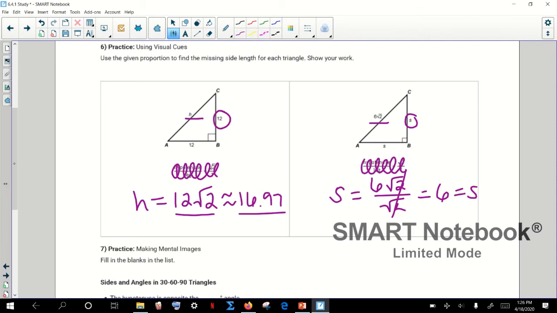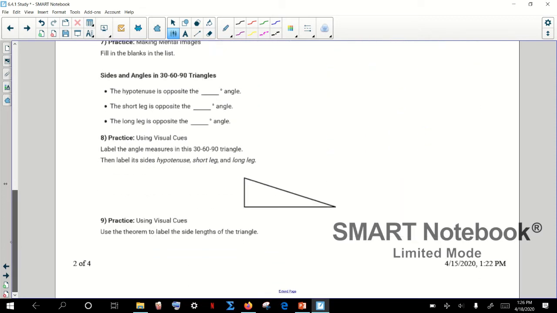Perfect. All right, I hope that makes sense. That should just be a review. Now let's think about 30, 60, 90 triangles.